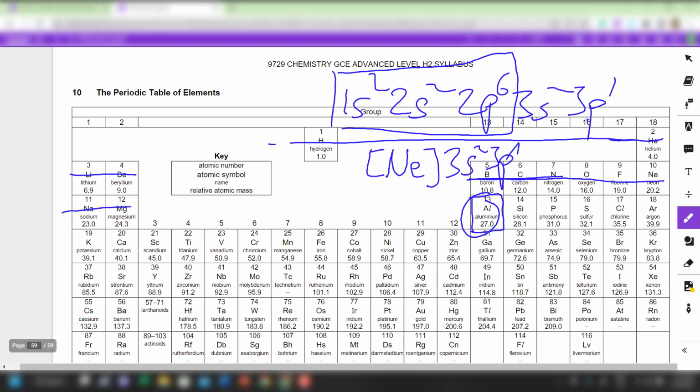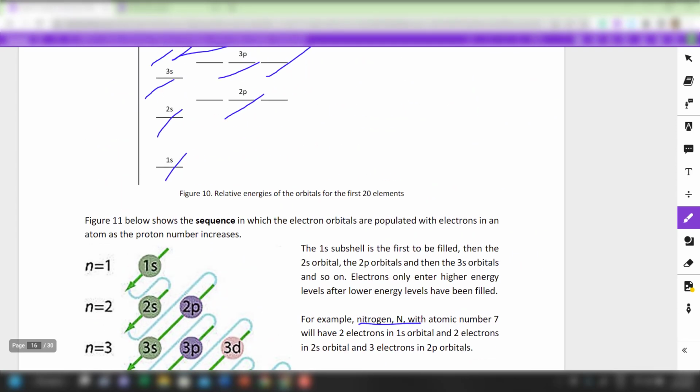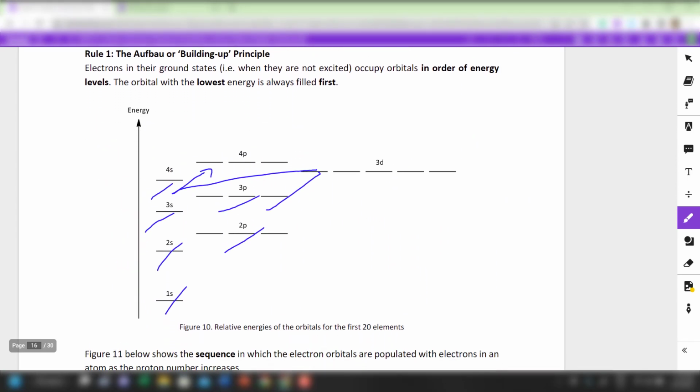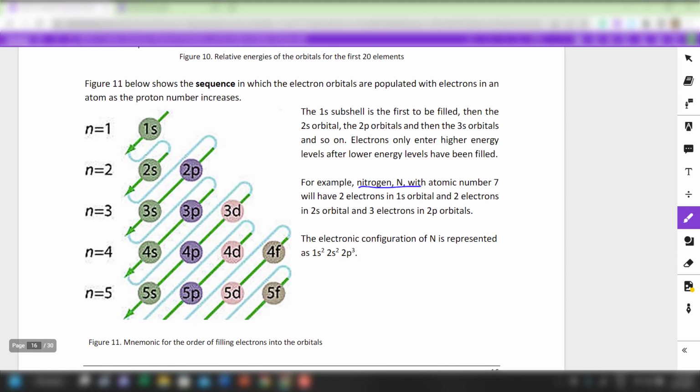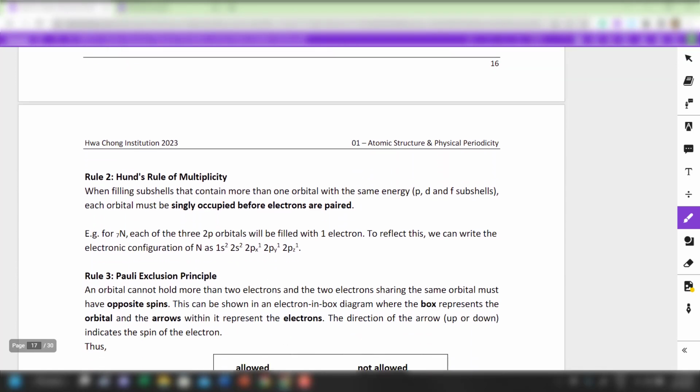So I illustrated to you how you can use the periodic table to help you derive the electronic configuration. This method can only help you to derive the electronic configuration of elements, but it cannot help you to identify the exceptions. There are exceptions along the way which we will discuss later on. So you don't really need to remember the Aufbau principle. You don't really need to remember figure 10. Again, you don't really need to use figure 11 as the mnemonic. You can simply use the periodic table.